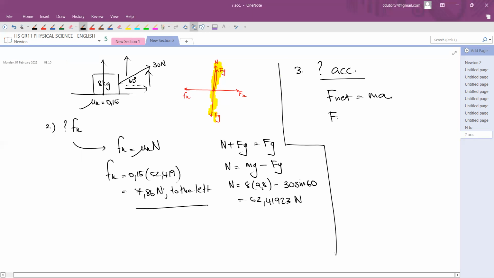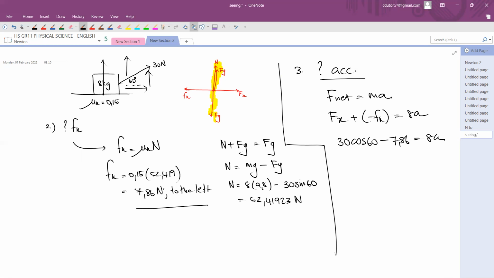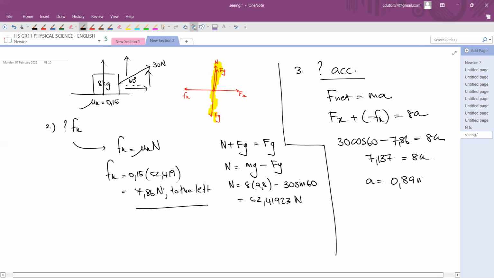So now the net force is the X component plus a negative frictional component. And that is 8a. Now the X component is cos. It's the force cos 60 minus 7.86, and that is 8a. That is 15 minus answer. So 7.137 equals 8a. And the acceleration is 0.89 meters per second squared to the right.